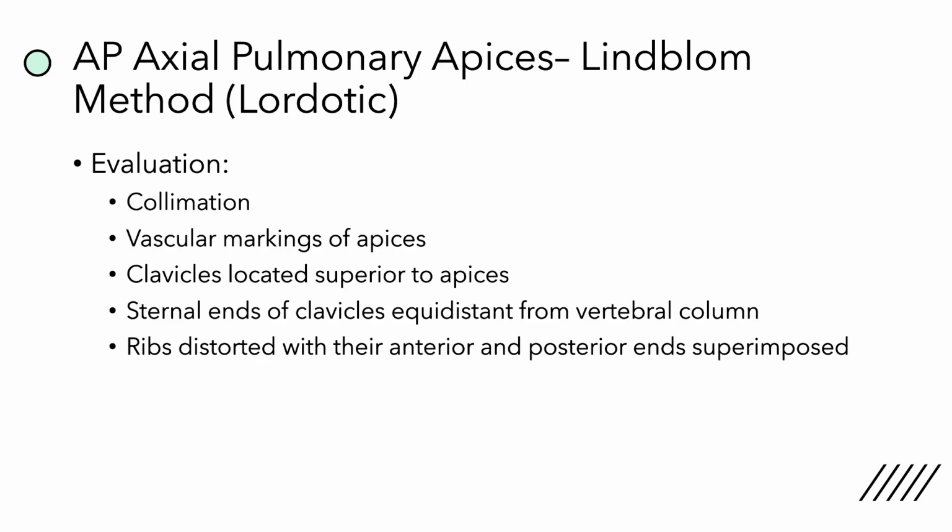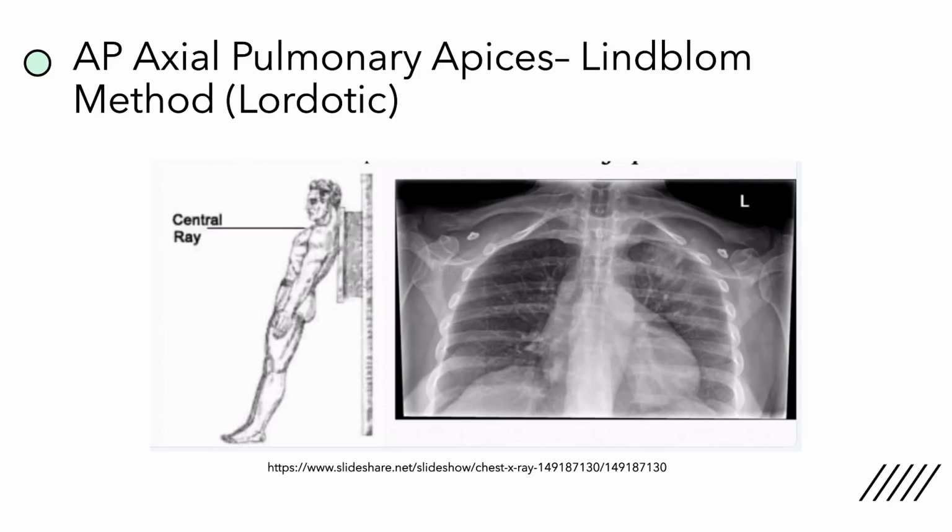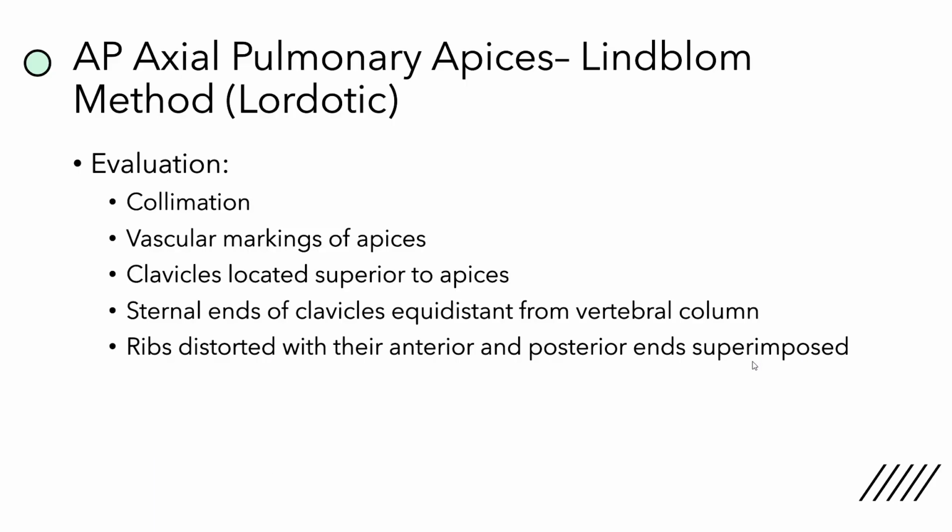Ribs are distorted with their anterior and posterior ends superimposed. We can see that instead of that nice oblique angle that the ribs typically sit at for a P to A, they're sitting almost horizontal now. So in this projection, the posterior and anterior aspects of the ribs are superimposed. We can't really distinguish them from one another.